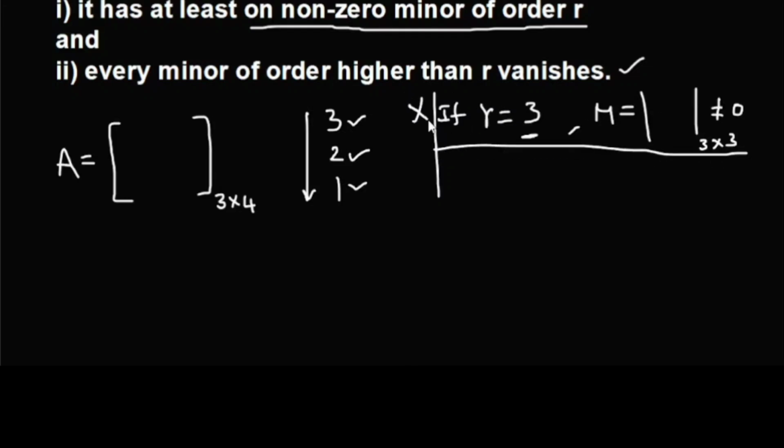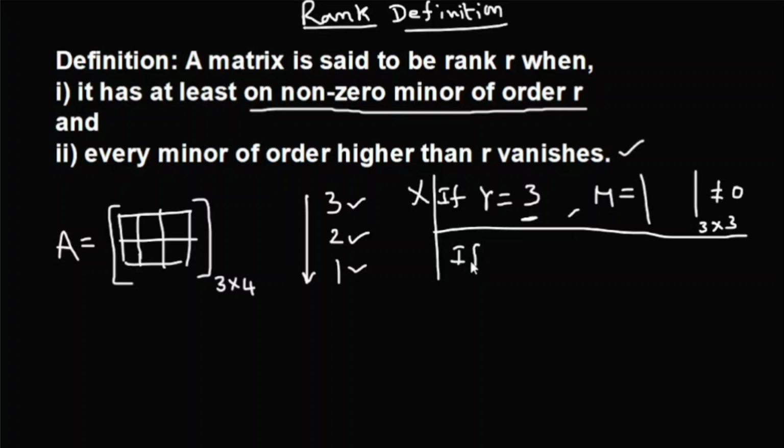Right? If the rank is not 3, if rank is equal to 2, it means all 4 minors of order 3 are equal to 0. The determinant of all 4 minors, a minor itself is a determinant, right? So the 4 possible minor values are zeros, right? Because those of order 3 are zeros.